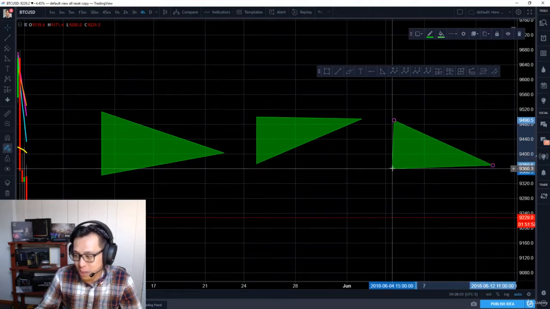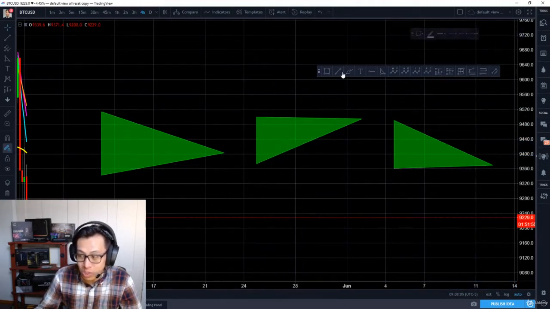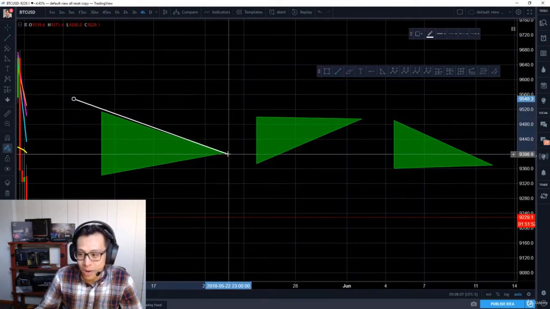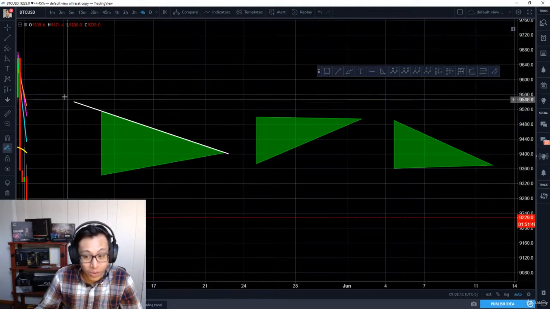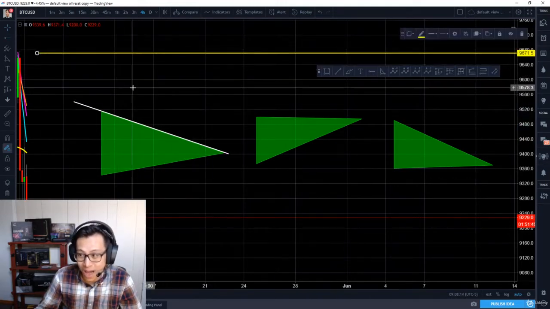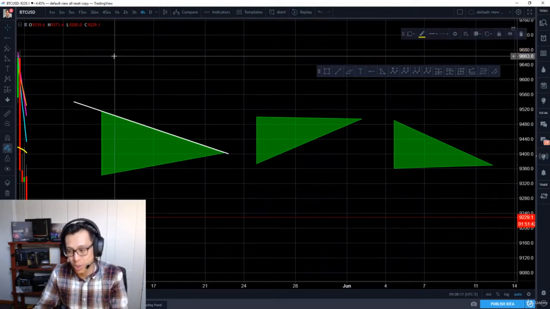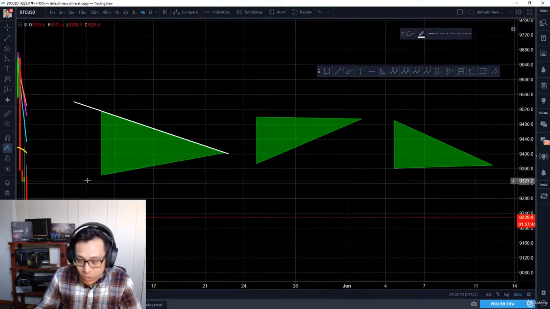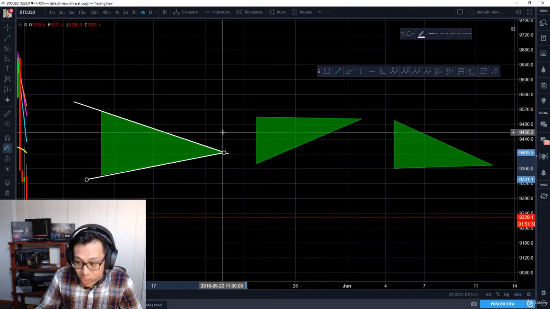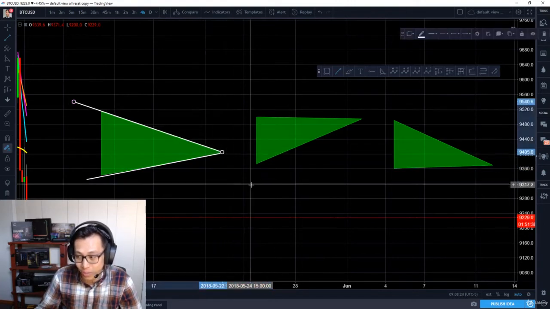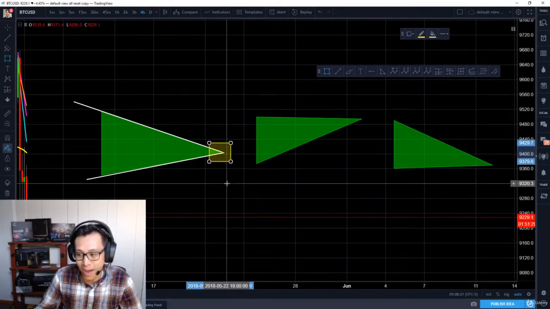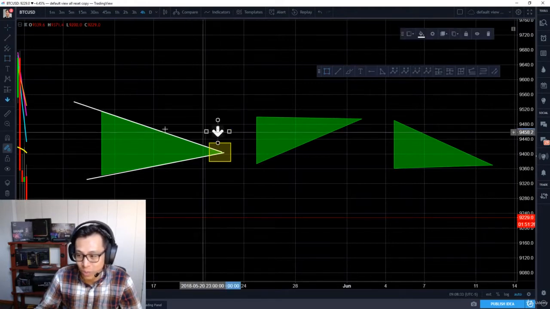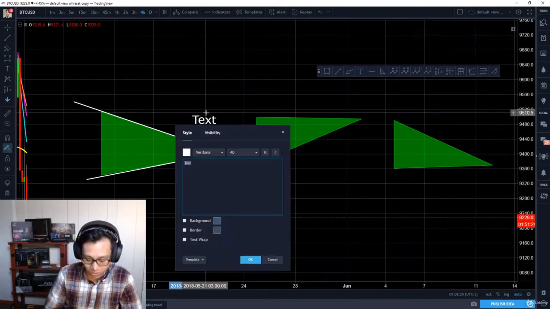Notice that this symmetric triangle has two sloped lines. Remember how we were talking about how resistances and supports can be not just horizontal like that, but can also be sloped as well. Notice how this one has two converging lines that end up meeting somewhere, right? This particular point right here, guys, that I'm about to highlight in yellow for you, is called an apex, okay? I'm going to label it for you guys as well. That is called the apex right here, okay?